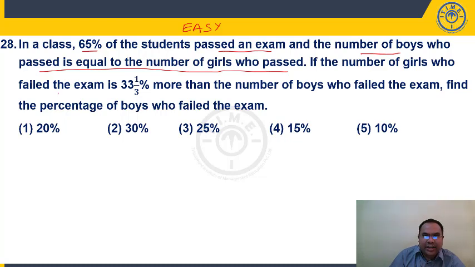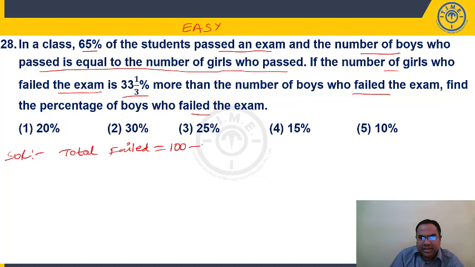If the number of girls who failed in the exam is 33 1/3% more than the number of boys who failed the exam, find the percentage of boys who failed the exam. Now tell me, what is total failed? Total is 100, passed is 65, 100 minus 65, total failed is 35%. This 35% has boys plus girls. When you look at failures here, girls are 33 1/3%, that is 1/3 more than boys.